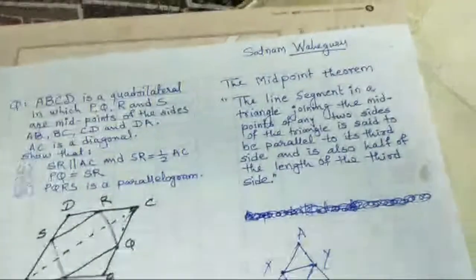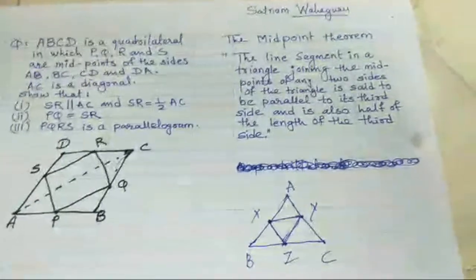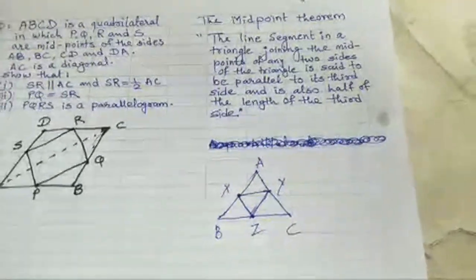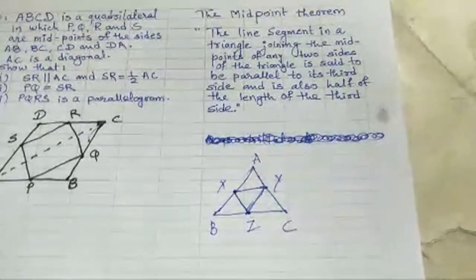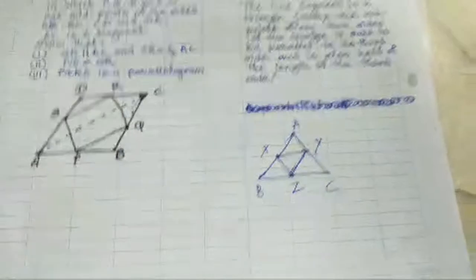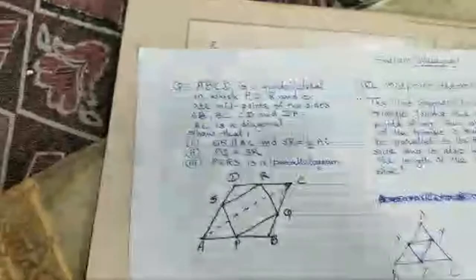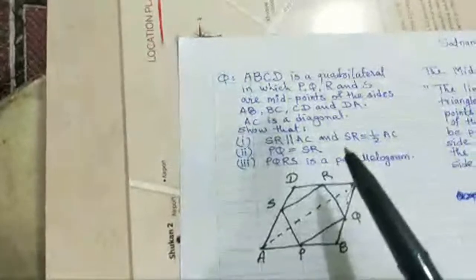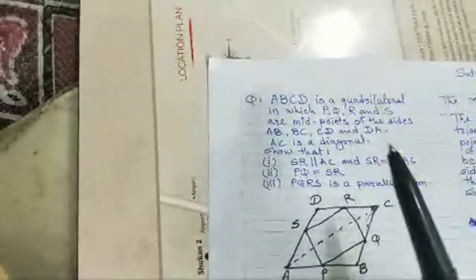So the midpoint theorem says that the line segment joining the midpoints of any two sides of a triangle is parallel to its third side and is also half of the length of the third side. So we need to have an understanding of this midpoint theorem before attempting this question. Now after learning this fundamental theorem, let us see what this sum has to say. We have already read the question. Let us reread it.